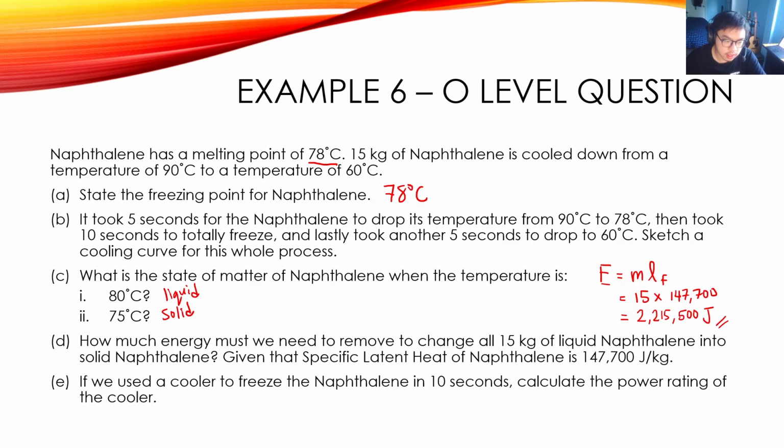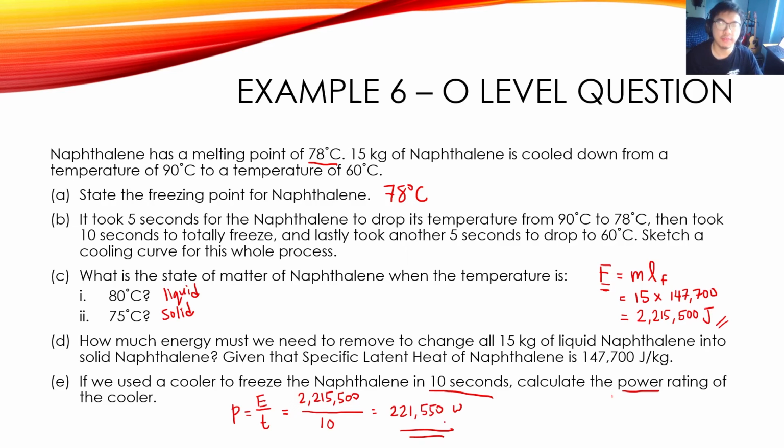E, the final question. If we use a cooler to freeze naphthalene in 10 seconds, calculate the power rating of the cooler. So what formula are we using here? Because we are given time and we have a value for energy, we can use the formula power equals energy over time to calculate the power. So the energy needed to completely freeze the naphthalene is this number here. And then the time is 10 seconds. And the answer is that one there. And that's the final answer.